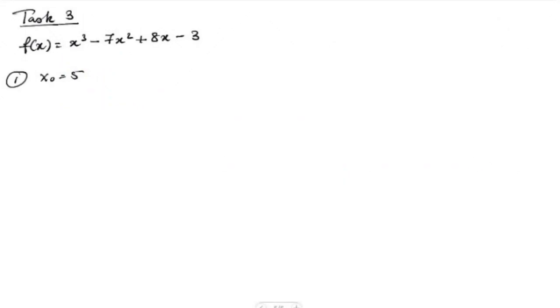So our x0 is given to us as 5 and we have the function given to us. Now let's find the derivative of the function. So let me write it here. The derivative of this function is equal to 3x squared minus 14x plus 8. And as you know the Newton-Raphson formula already, I will just insert our values into the formula.